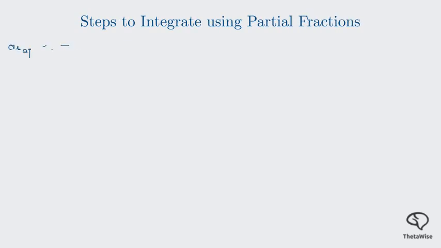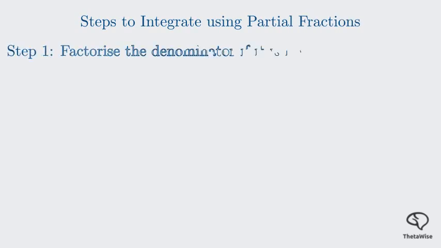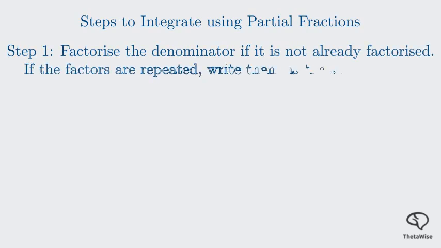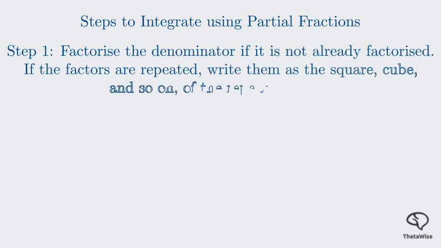It might look complex, but we'll follow a clear 6-step process to apply this technique. Let's outline these steps before we work through our first example. Step 1. Factorize the denominator. If you have repeated factors, make sure to write them in their exponential form, like x minus 2 squared, not x minus 2 times x minus 2.